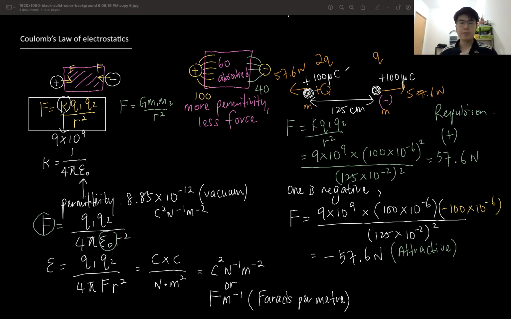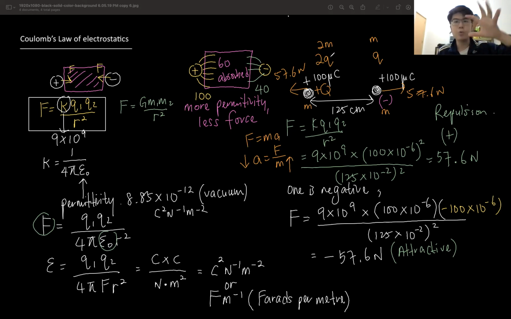Okay, the effect of the charges on the force. If this is 2m and this is m, twice the mass, then this one will have a greater or smaller acceleration? F equals ma, so a equals force over m. If the mass is big, the acceleration is small. So the same force is acting, but the 2m will have a smaller acceleration, and the m will have a higher acceleration.